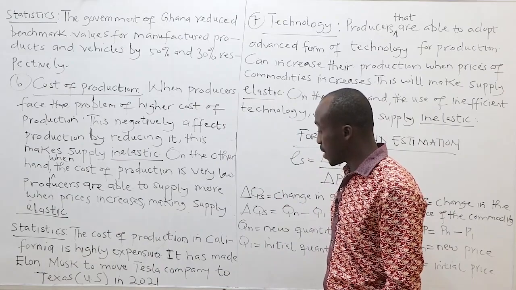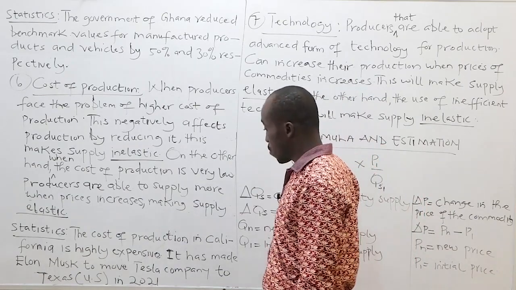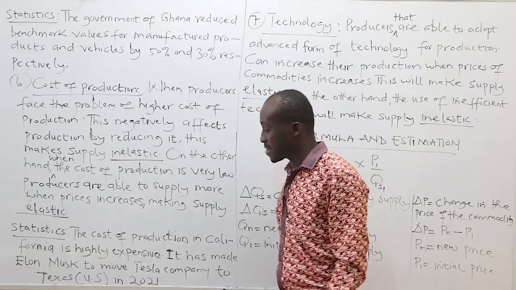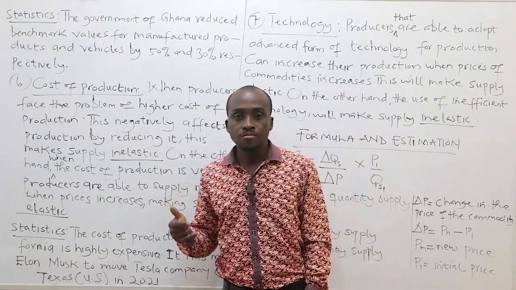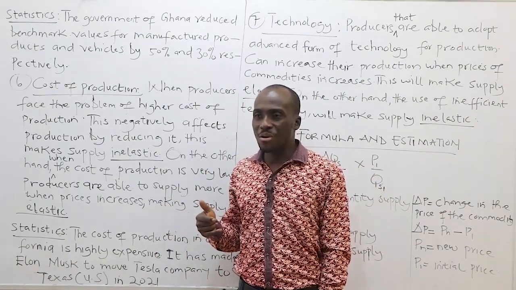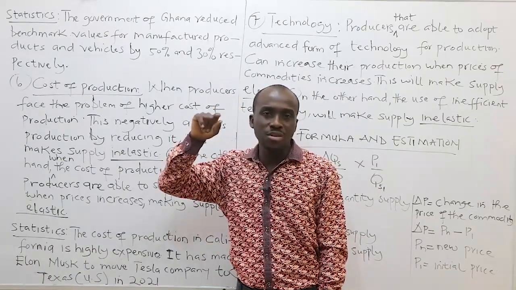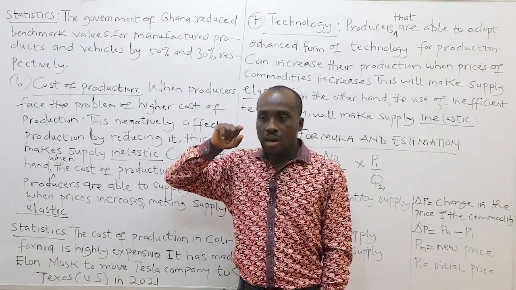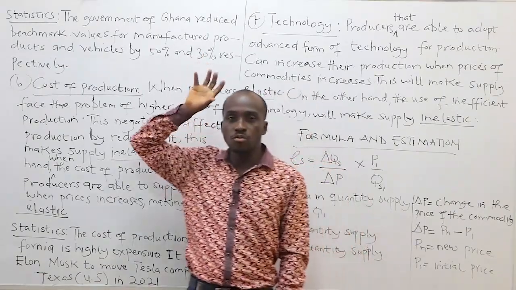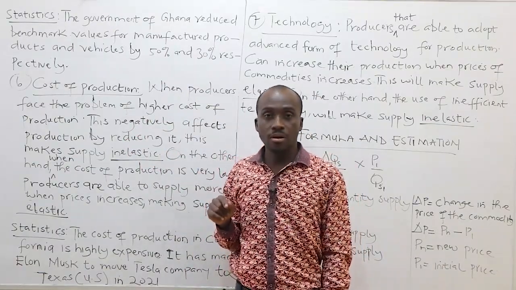This has made Elon Musk move the Tesla company to Texas in 2021. So we talk about the issue of cost of production, right? If cost of production is very high, producers cannot produce as much as they want, even if the price of things goes up. So the supply will be inelastic. I may want to produce 5,000, but because cost of production is very high, maybe I can produce only 500.